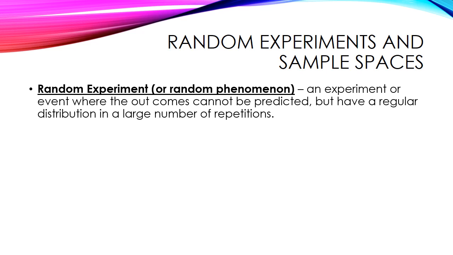First of all, we have a random experiment. It could also be called a random phenomenon. This is an experiment or an event where the outcomes cannot be predicted but have a regular distribution in a large number of repetitions. Now, when we say cannot be predicted, what we mean is that we can't predict the outcome of a specific run through the event.